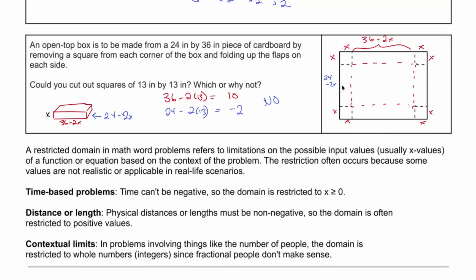Because if I were to cut out 13 by 13, I'd be cutting out squares that look like this and squares that look like this, and that just simply won't work. So the answer is no, because you're cutting out parts that are too big. So there's a domain restriction. There are certain things that I am allowed to plug in and not plug in. It looks like if that's going to be 24, I can't choose a square any larger than 12. I can't even choose 12. It has to be like 11.9999 or something like that. That really won't be a good looking box if I chose that, but it is humanly possible.